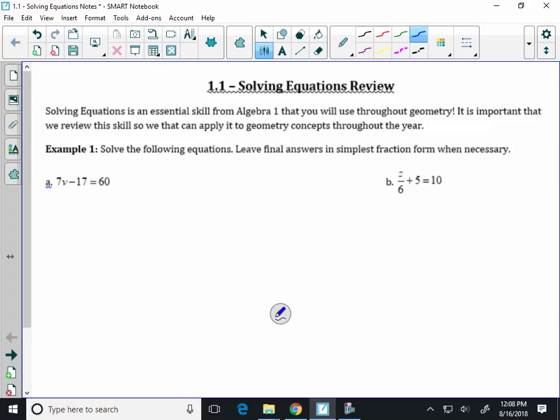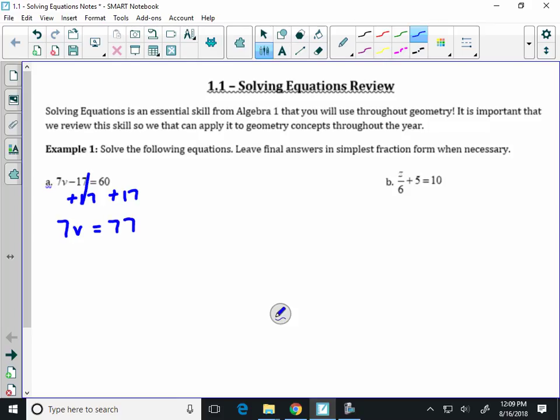Parker, what's our first step? Adding 17. Good. Add 17 to both sides. Again, how I like to think, if you're unsure of which one to move, pick the number that's furthest from the variable. 17 is furthest from the variable. That's the one we're moving over. And 60 plus 17 is 77.